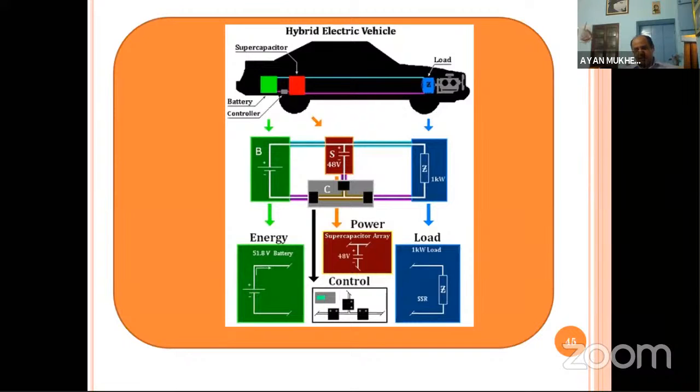Suppose a car is running at a constant speed. At that time, we use the energy of the battery. When we need to brake it, that is, when we have to start or stop it, then we use the power of the supercapacitor. So nowadays, all systems use a hybrid battery and supercapacitor system.